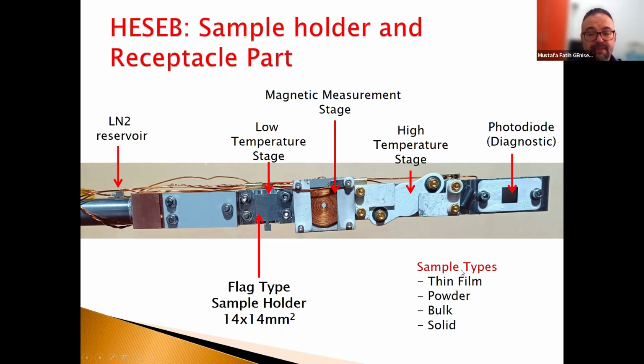What type of samples can we measure? Thin films work well, and powder. And if you have a crystal or bulk solids, we can look at those. I'm sorry, if you have low volatile samples, we cannot put them in, because we are making our measurements in an ultra high vacuum environment.